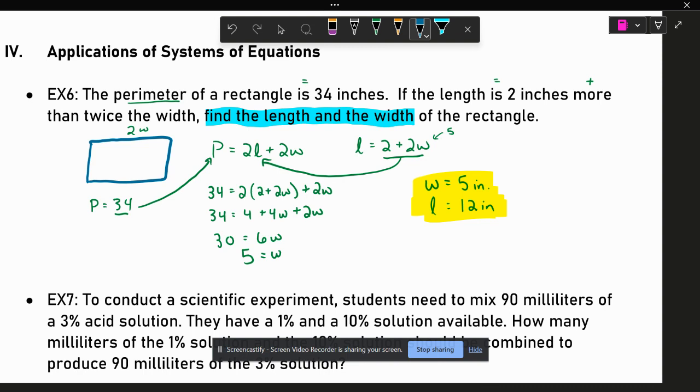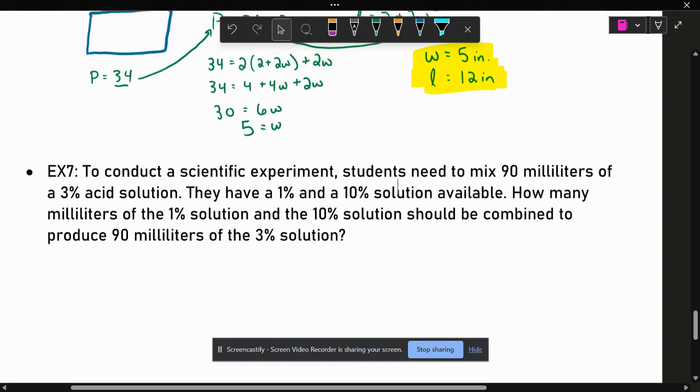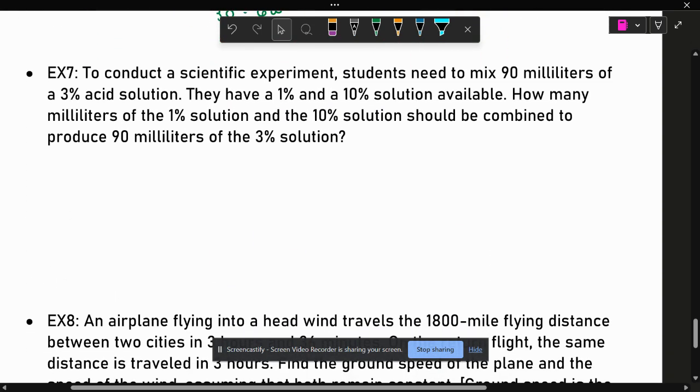All right, moving on to example number 7. Number 7 has a lot of different percentages in it, but we're going to pick it apart so it's a little bit easier for us to kind of understand. To conduct a scientific experiment, students need to mix 90 milliliters of a 3% acid solution. They have a 1% and a 10% solution available. How many milliliters of the 1% solution and the 10% solution should be combined to produce 90 milliliters of a 3% solution? Wow, that does seem like quite a bit.